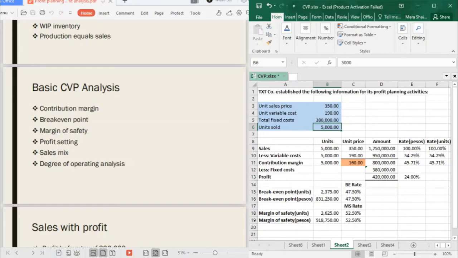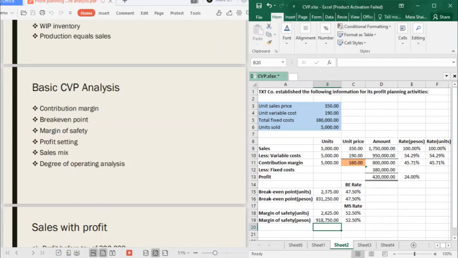So, again, it is your budgeted sales less your break-even sales. As to units, simply 5,000 minus your break-even in units, so we have 2,625. Now, if it is in peso, we look at the peso values: 1,750 minus your break-even point in peso. So, that is your margin of safety in peso.